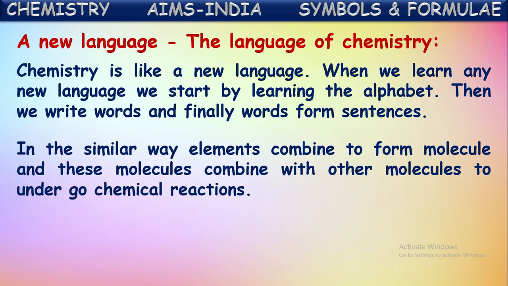In the similar way, in chemistry also, elements combine to form molecules. First, we learn about elements and their symbols. Then these elements combine to form molecules of compounds. After learning about elements, we start learning about molecules by clubbing these elements. And these molecules combine with other molecules to undergo chemical reactions.